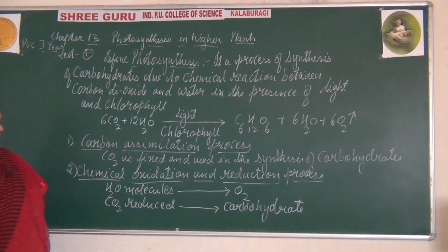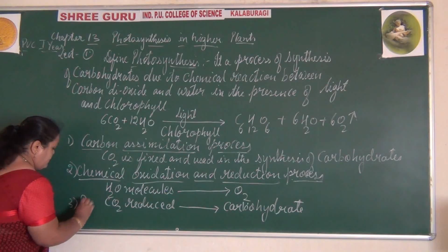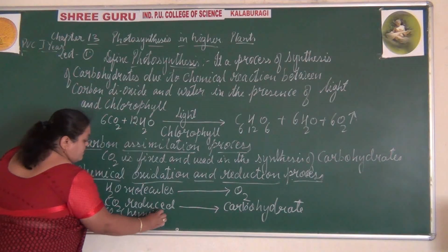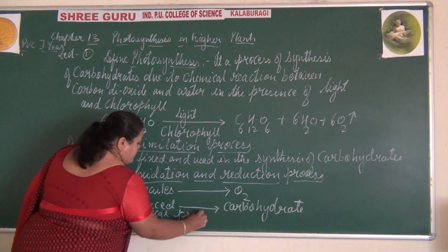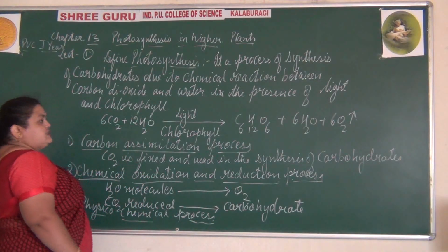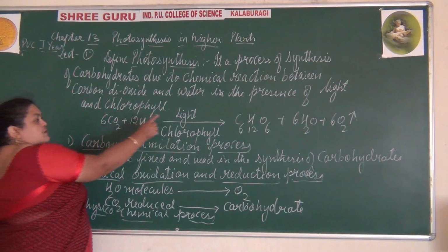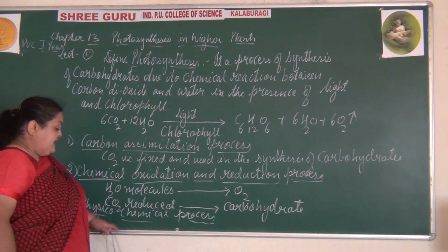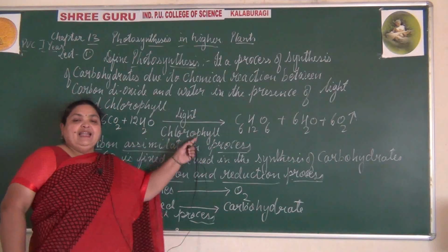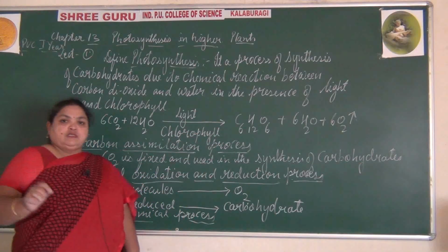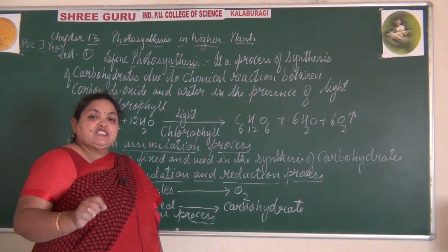And it is also known as a physico-chemical process, because it converts the solar energy, the light energy, into potential energy. This is the only process where the light is being used.